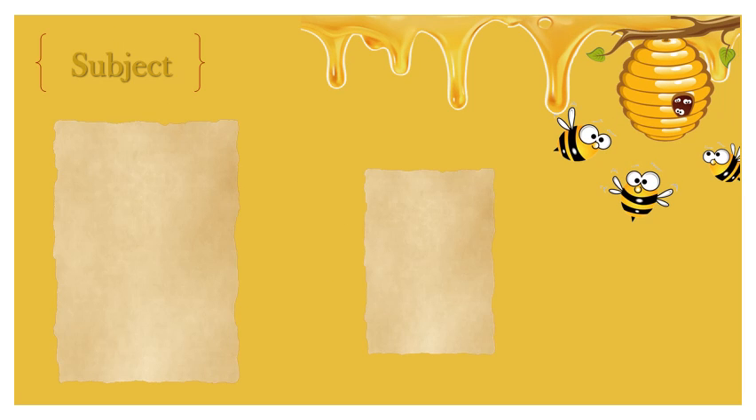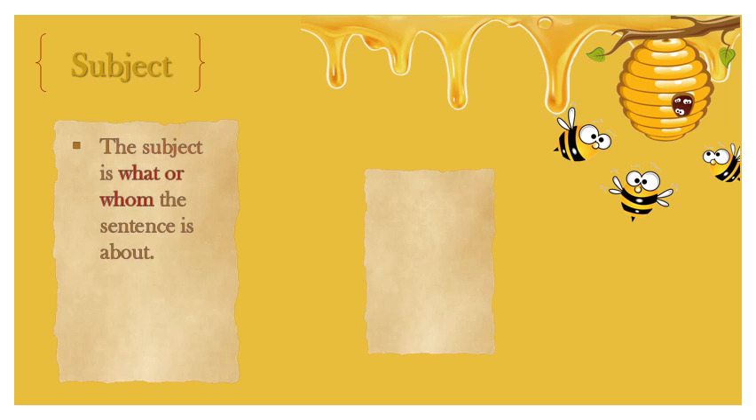What is the subject? The subject is what or whom the sentence is about. Again, we repeat, the subject is what or whom the sentence is about, or simply ask yourself, what is the sentence talking about? Who is the sentence talking about? You will get the answer for the subject. Sometimes we call the subject the naming part, to make it easier for you. From now on, we agree that we have to use the word subject. Okay?